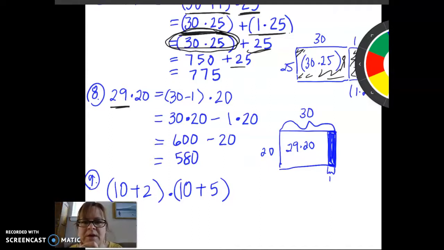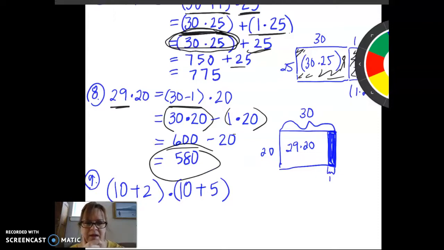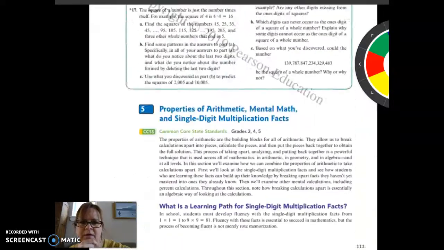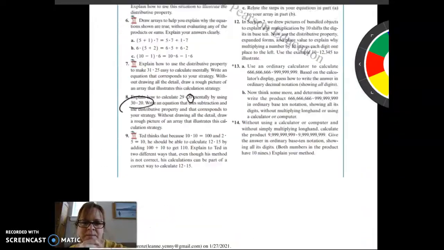All right, so here we have 29 times 20. We're thinking of our 29 as 30 minus 1. And so since we're thinking of that as 30 minus 1 times 20, what we end up having is 20 groups of 30, and we're subtracting 20 groups of 1. 20 groups of 30, of course, is 600, and that's just a really nice problem to do mentally, and so, of course, is 20 times 1. And so essentially what we're doing is just subtracting 20 from 600, and we get 580. All right, and number 9.